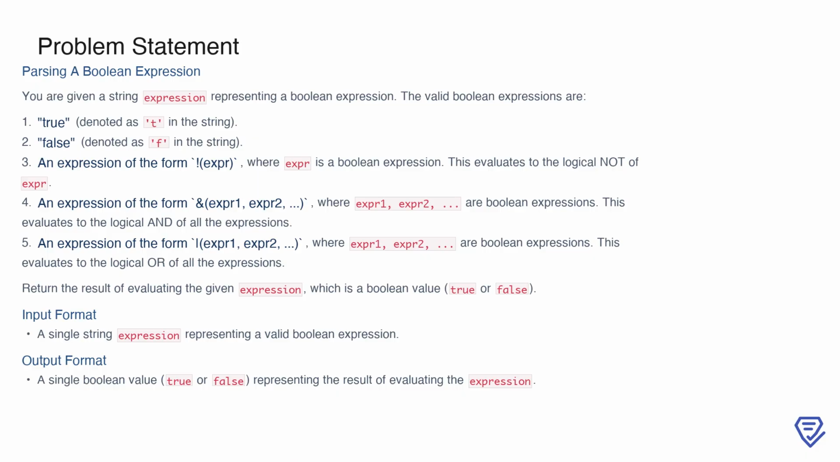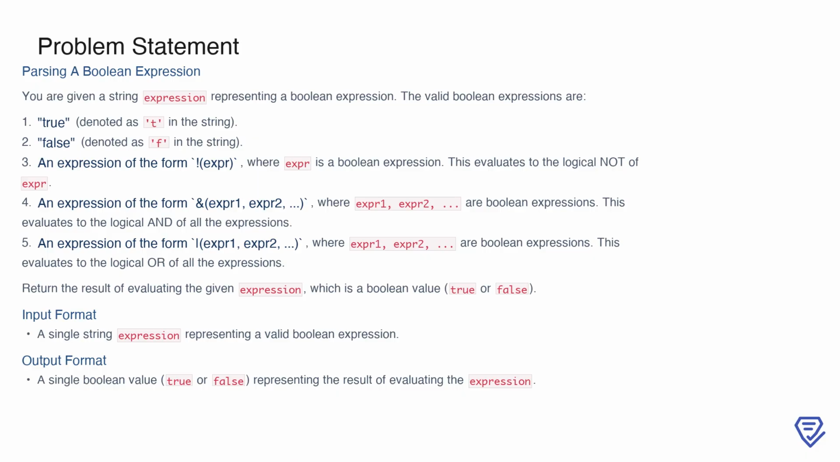These expressions are composed of a few key elements. First, there are the constants true, which is represented as t, and false, represented as f. Beyond these, there are three types of operations you need to handle. The first is the not operation, written as !(expr), which simply inverts the truth value of the expression inside it. Next, there's the and operation, represented as &(expr1, expr2), which evaluates to true only if all the inner expressions are true. Finally, there's the or operation, written as |(expr1, expr2), which evaluates to true if at least one of the inner expressions is true.